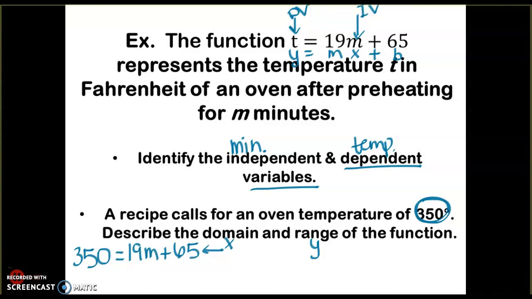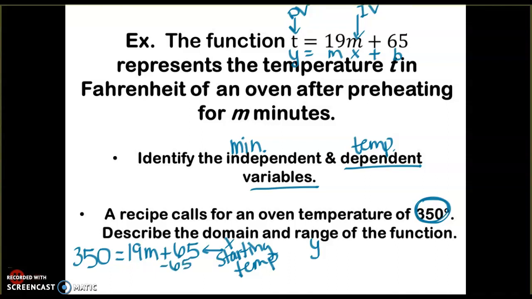This 65 is talking about what the temperature is starting at. This is the starting temperature, the room temperature. So that's what our oven is starting at. And then I'm going to solve it like an equation.